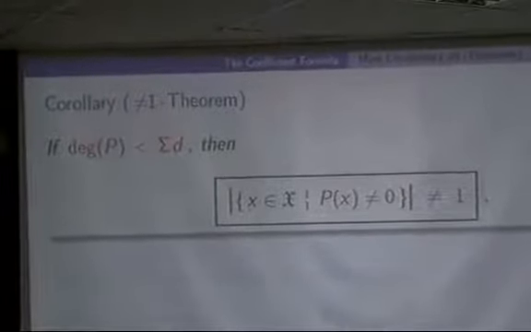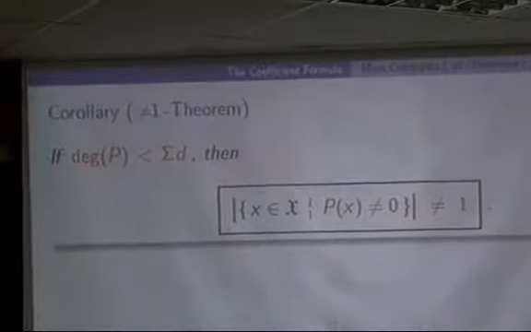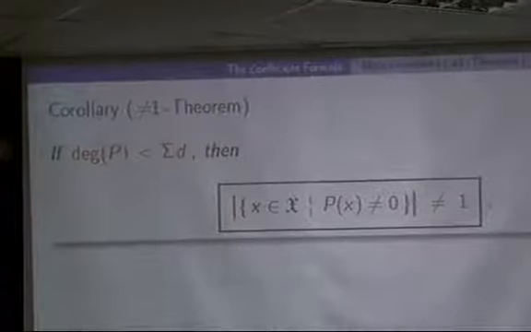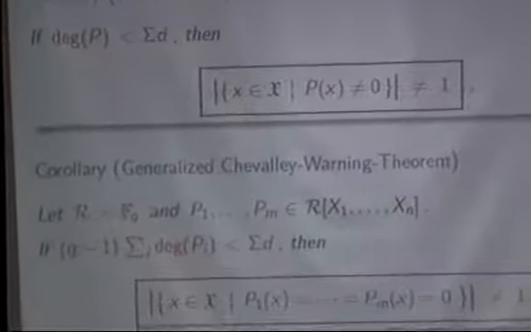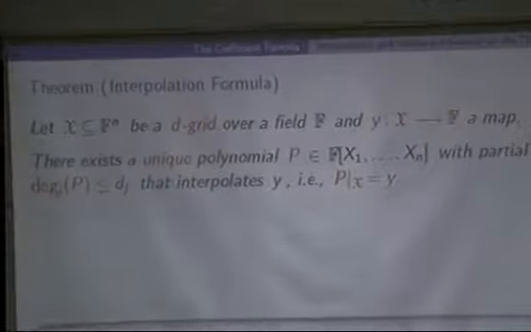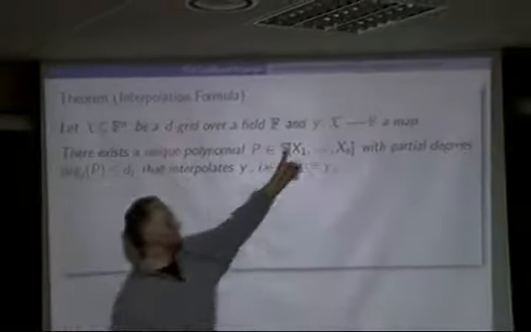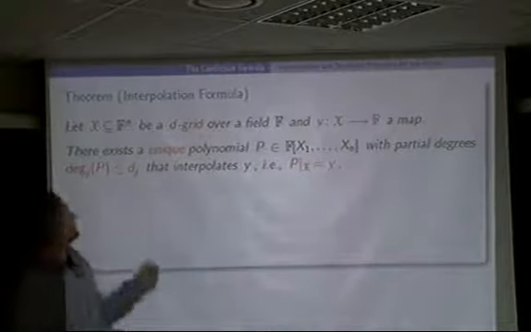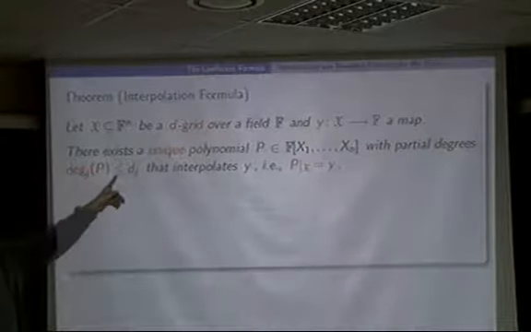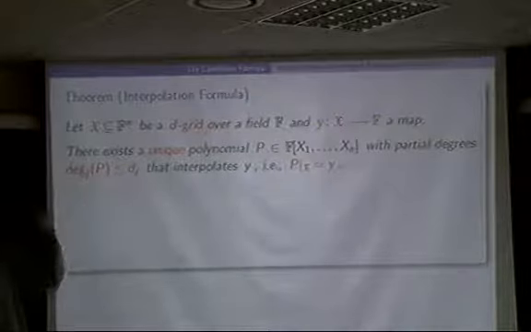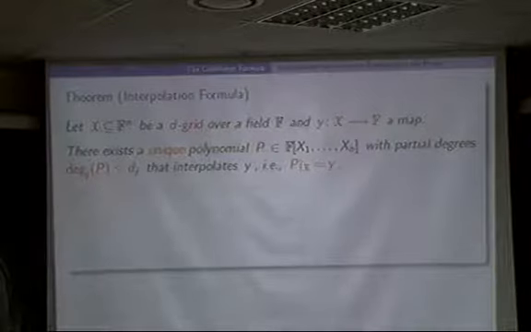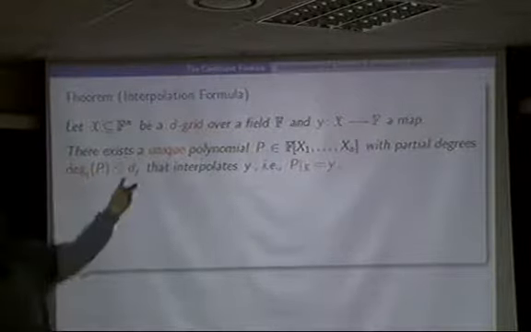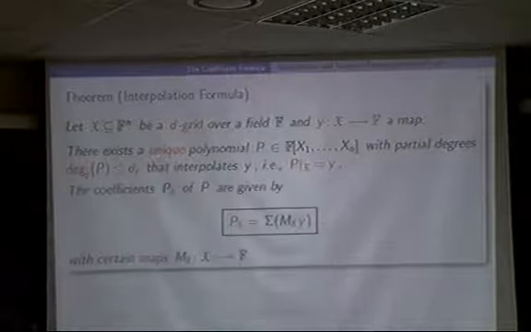I want to show you the proof as well. There is something stronger, if you have stronger conditions. I know that was our Chevalley-Warning as the next corollary, but somehow there is this interpolation formula. You have again a discrete grid, and now you start with any map, and you can interpolate it with a polynomial with restricted partial degrees. So restricting the partial degrees here is much stronger than restricting the total degree. But if you do it, then you get a unique interpolation polynomial.